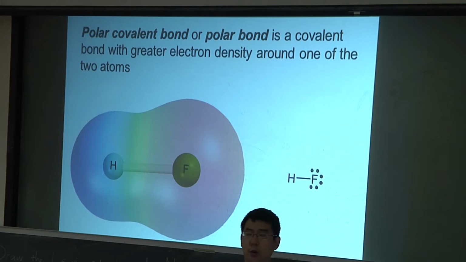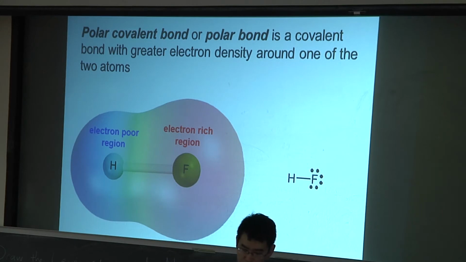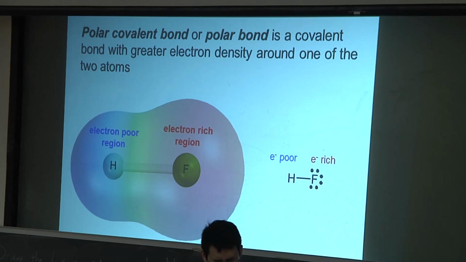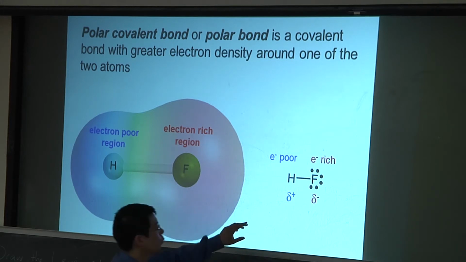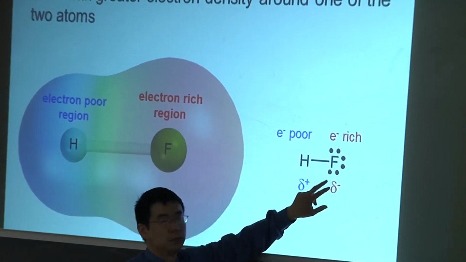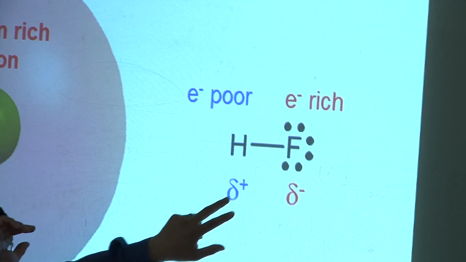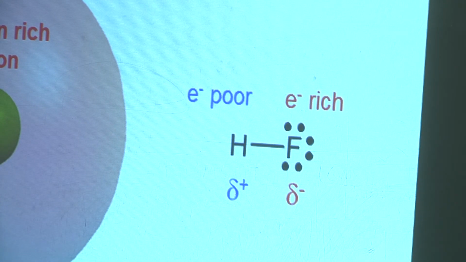How can we tell where the electrons are going to go, where the electron density is going to go? There is a scale called the electronegativity scale. Before we get there, one way of writing this is there's a delta, a lowercase delta, partial negative, where the electron-rich region is, and a delta plus, or partial positive, where the electron-poor region is.